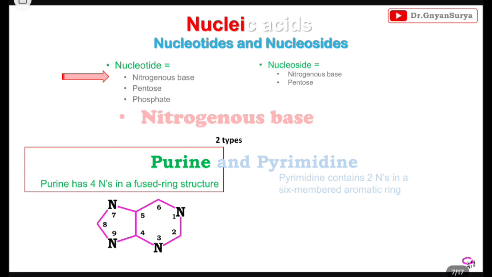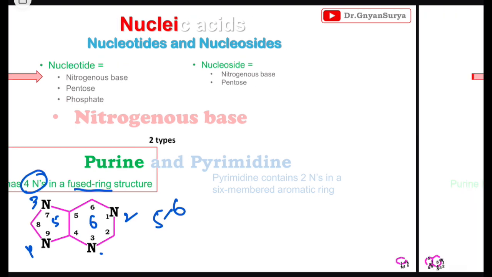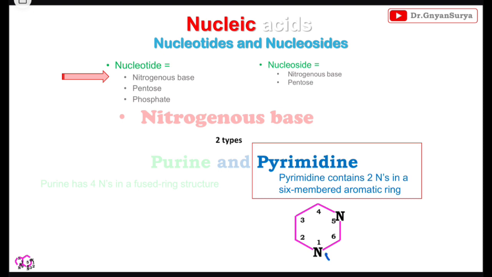Now we are going to draw the basic structures of purine. Purine is composed of 4 nitrogens and a fused ring. The fused ring has a 6-membered ring followed by a 5-membered ring, two rings fused to each other to form a purine. Here we can see 4 nitrogens, 1, 2, 3, and 4, and this is the 6-membered ring and this is the 5-membered ring, fused to each other to form a purine. Whereas in the case of pyrimidine, it is composed of 2 nitrogens and a simple aromatic ring, where 2 carbons are replaced by 2 nitrogens.